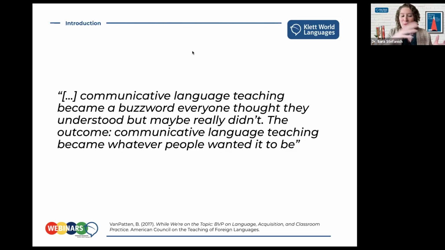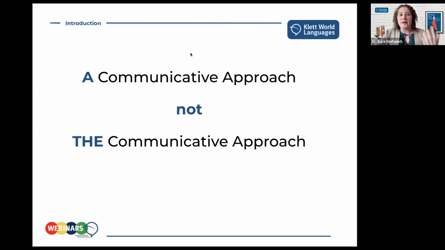And so sometimes I think once it becomes so common, it can lose a little bit of the initial meaning that maybe it had when it was first introduced. And also that we as the teachers impart our own style and our own ideas onto communicative language teaching as well, which is another thing in our introduction to make note of, is that today we're talking about a communicative approach, not the communicative approach.